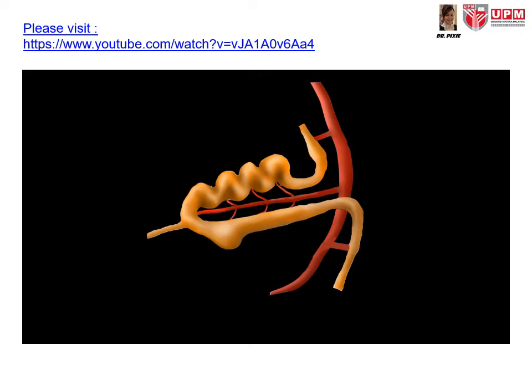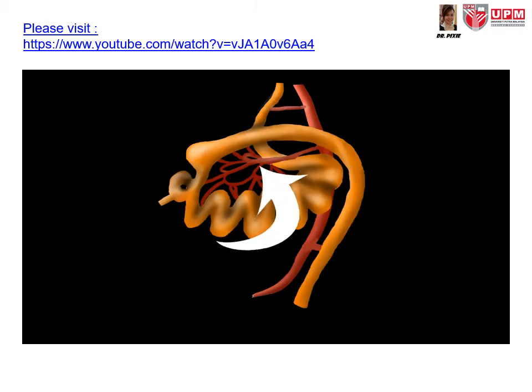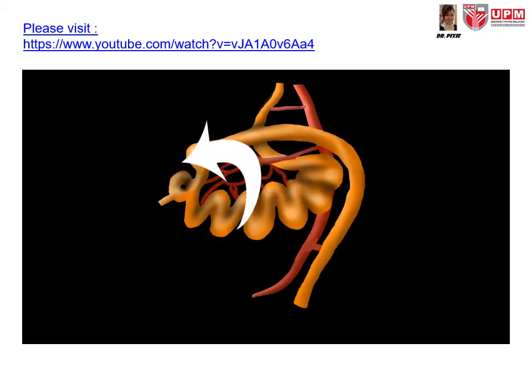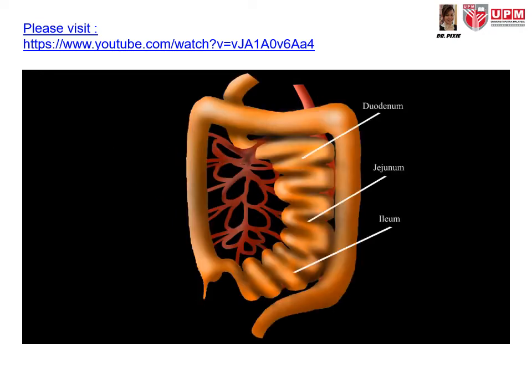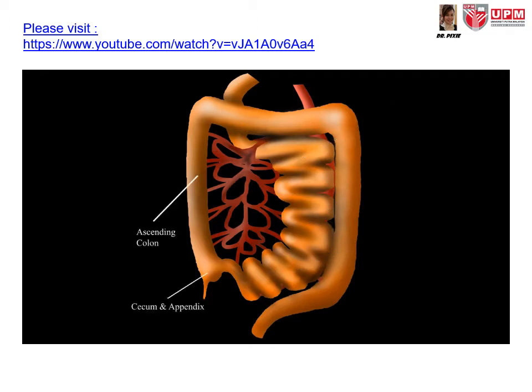During the 10th week of development, the midgut retracts back into the abdominal cavity and rotates an additional 180 degrees counterclockwise, for a total 270-degree rotation of the intestines. The duodenum, jejunum, and ileum are now inside the borders of the entire colon, which is composed of an ascending part, a transverse part, a descending part, and a sigmoid part.